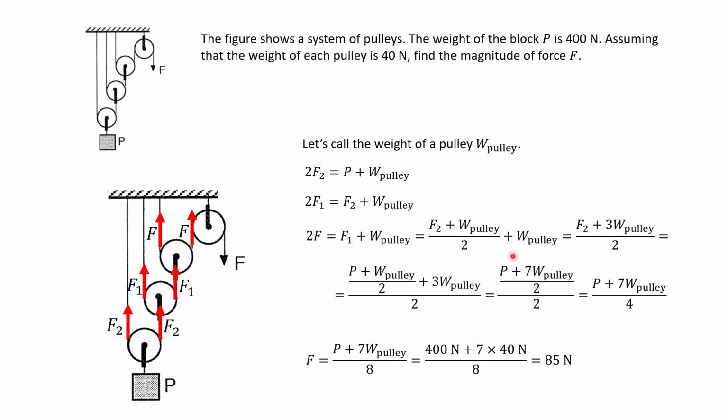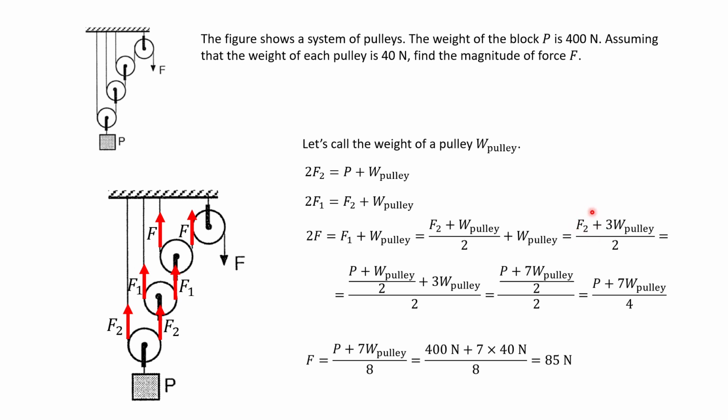And what we're going to do, we're going to start with the last equation, and instead of F1 I'm going to substitute F1 from here. So F1 is just going to be F2 plus W divided by 2, right? So I substitute it here, and then I still have plus the W of the pulley. With the common denominator of 2, I'm just going to add this. It's simple algebra. I end up with F2 plus 3W divided by 2.